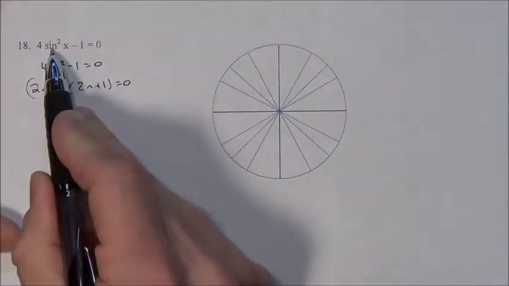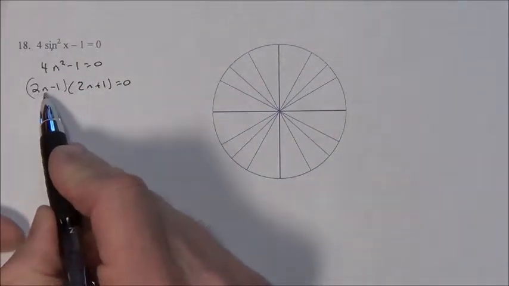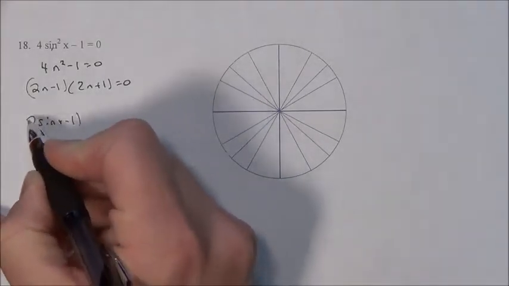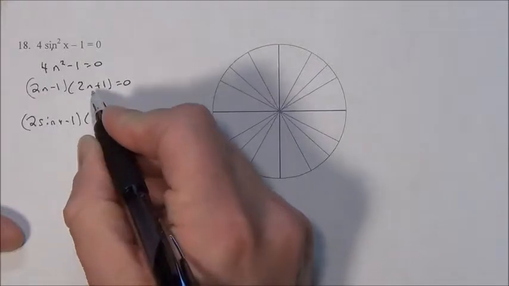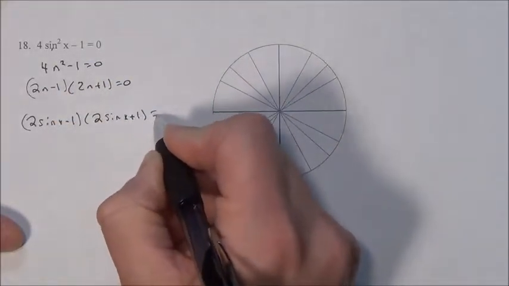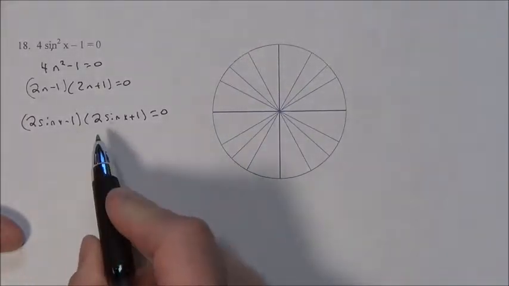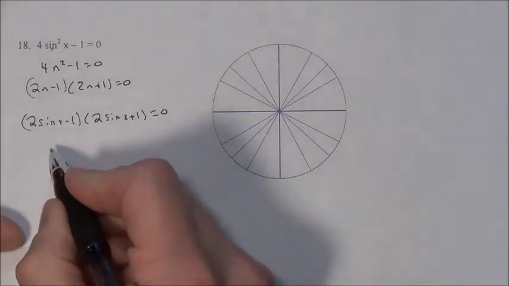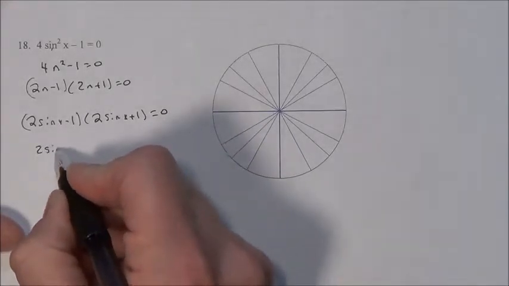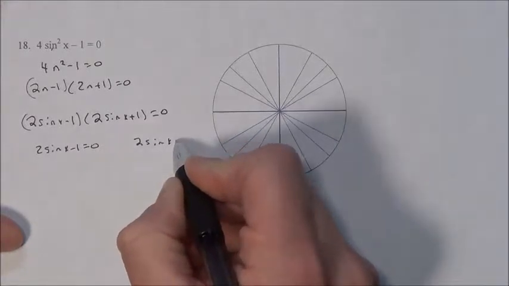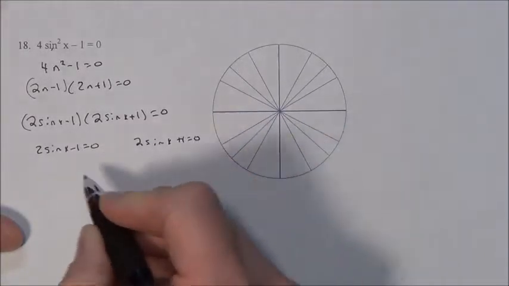Instead of the n, we're just going to replace that with the word sine. So it'll be 2 sine of x minus 1 times a 2, replace n with sine of x, plus 1 is 0. Now either this piece is 0 or that piece is 0. So when we solve it, 2 sine of x minus 1 is 0. And 2 sine of x plus 1 is 0.